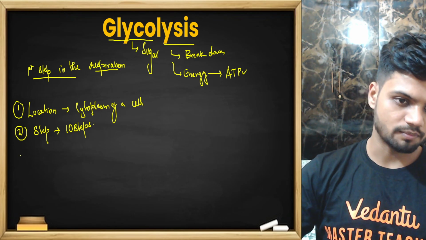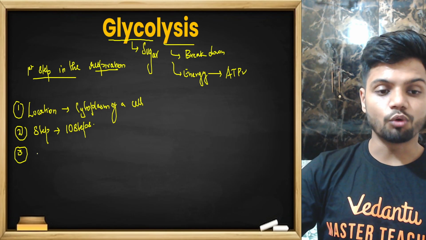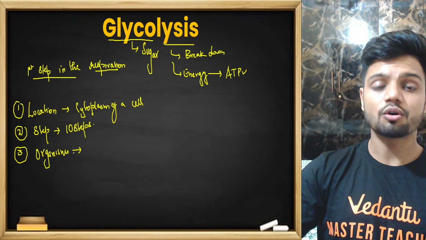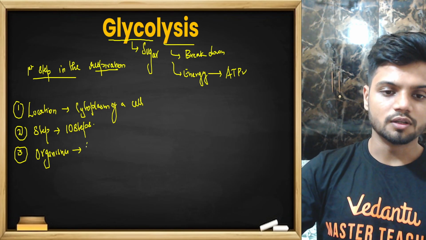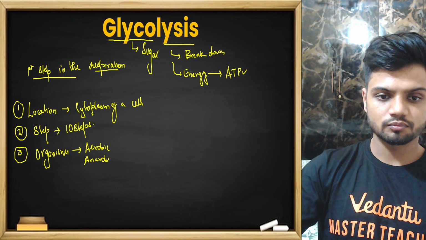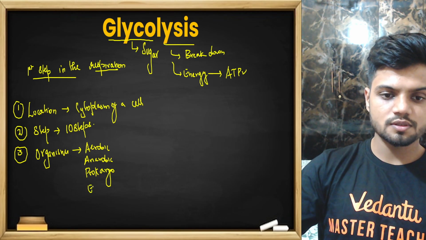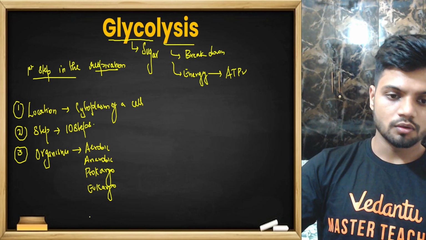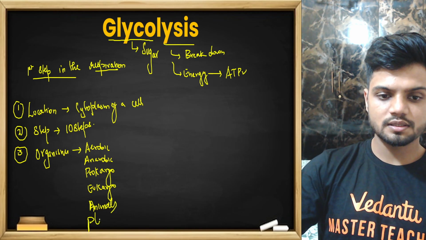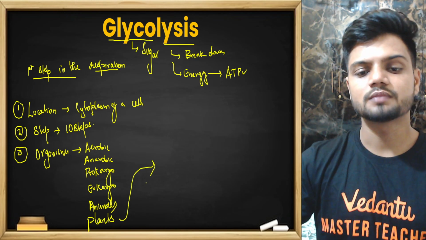Very good. The third main point is: in what organisms does it take place? Students, almost all organisms. It could be aerobic bacteria, anaerobic bacteria, prokaryotes, eukaryotes, animals, plants. In all of these organisms it takes place. But in the case of plants, it is special. Let me tell you why.